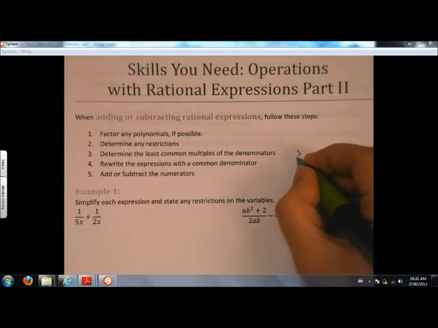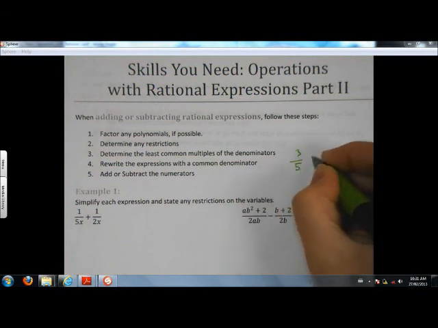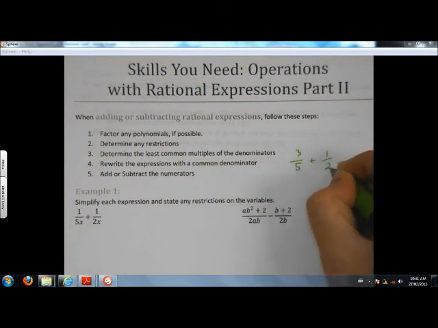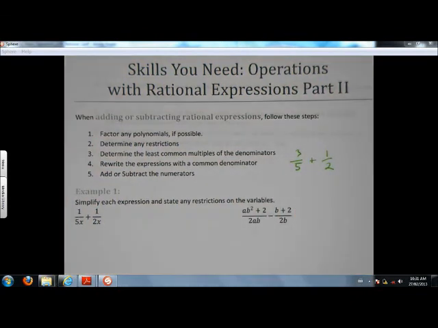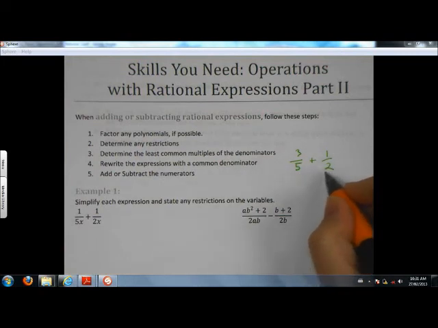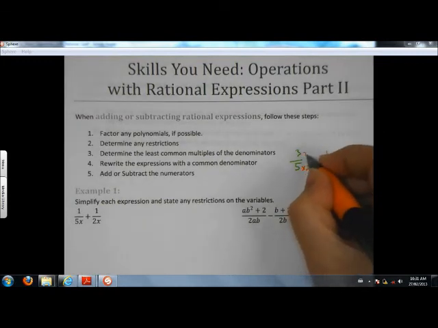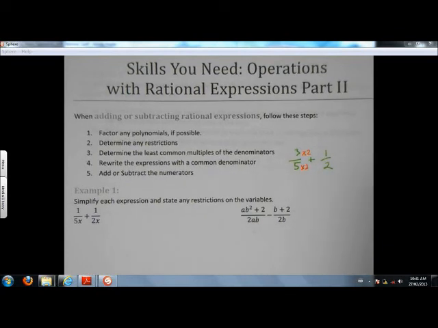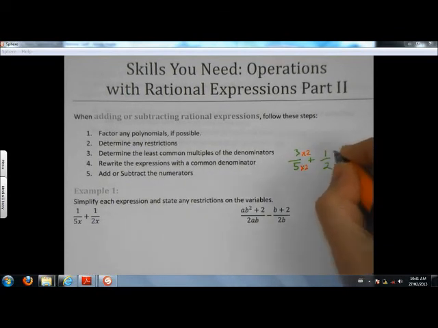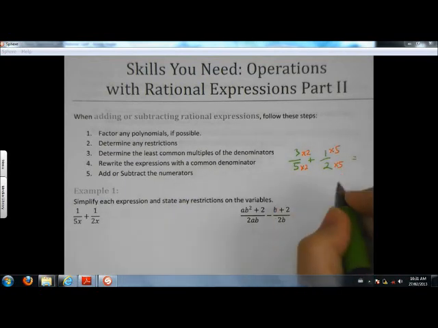If I had 3 over 5 plus 1 over 2, how would I add that? Well, I need to make sure that the denominators are the same. How do I make the denominators the same? Well, the least common multiple would be 10. I need to multiply this by 2. If I do it to the bottom, I got to do it to the top. I got to multiply this side by 5. If I do it to the bottom, I have to do it to the top. So now my question becomes, let's write it below.